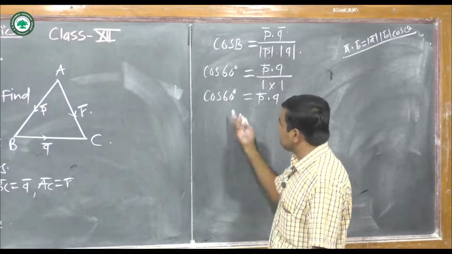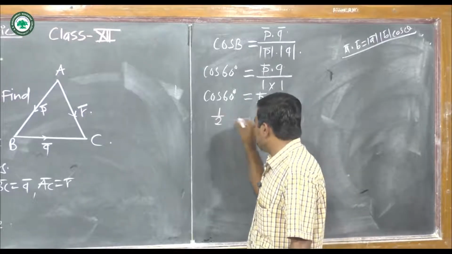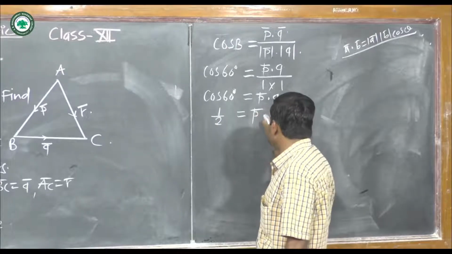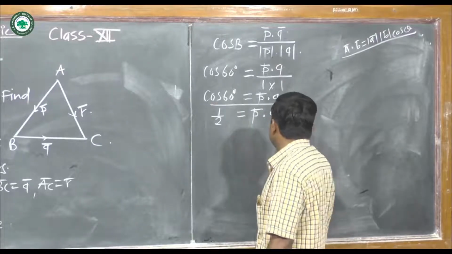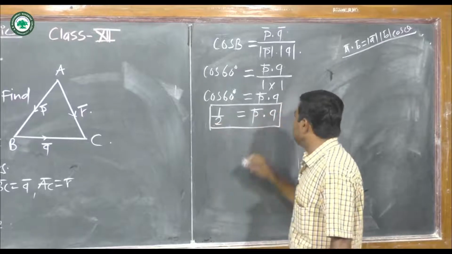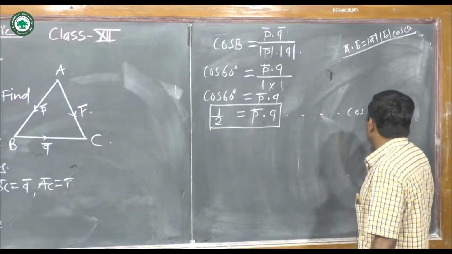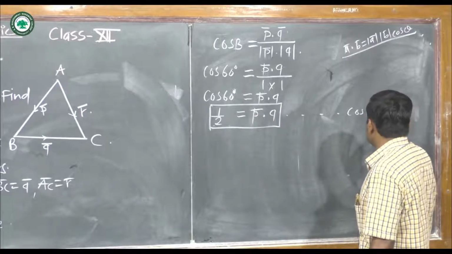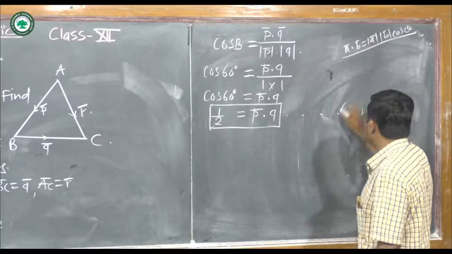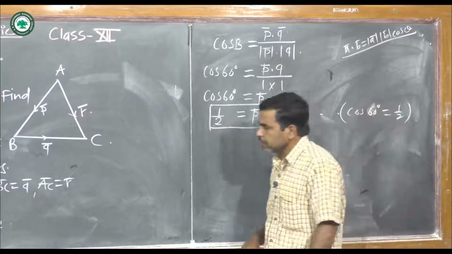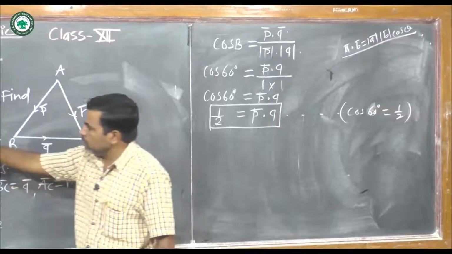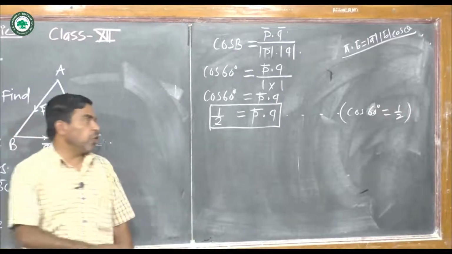But what is cos of 60 degrees? That is 1 by 2. So 1 by 2 is equal to P bar dot Q bar. So here we have P bar dot Q bar is equal to 1 by 2, because cos of 60 degrees is equal to 1 by 2. This is the reason.